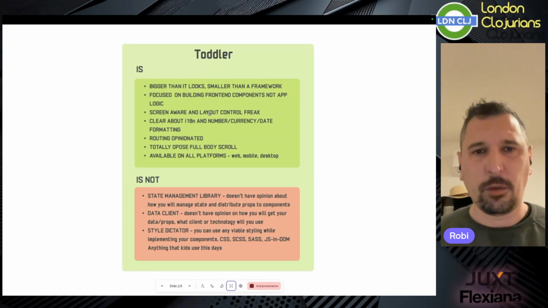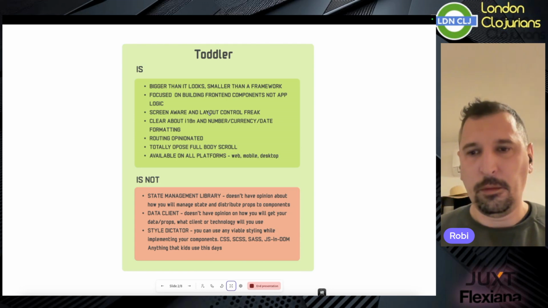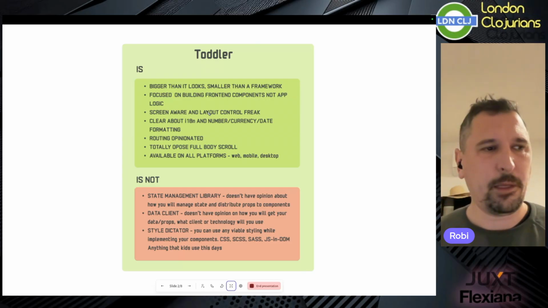Toddler includes a router. So inside the library there is a routing logic. We will go through the routing logic in the walkthrough, so I won't be detailed about it at this point. And Toddler is opposed to full body scroll. So what does that mean anyway?